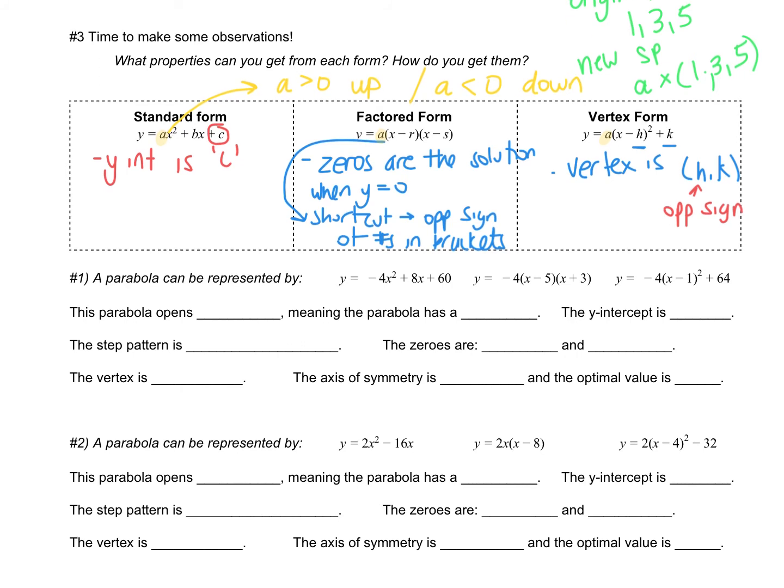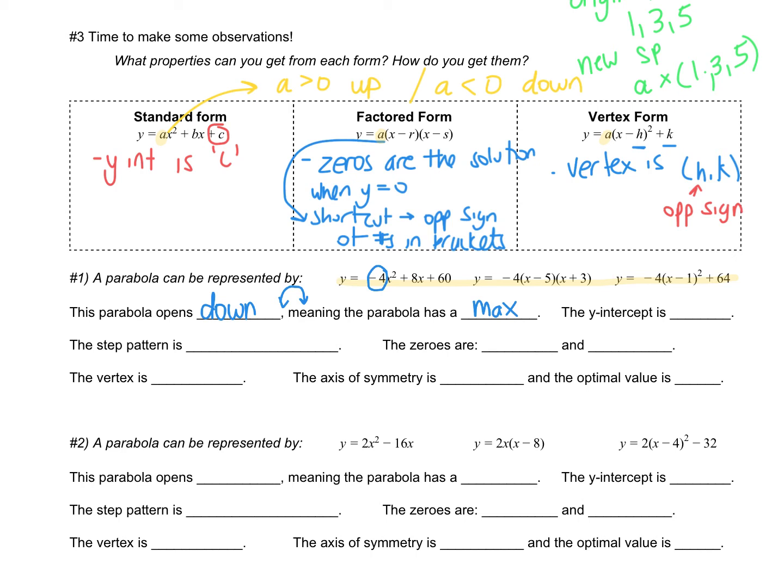So here is our first example. We have 3 equations for the exact same parabola. Does the parabola open up or down? I look at my a value, which is -4. That means my parabola opens down. And if my parabola opens down, so it looks something like this, then my parabola is going to have a maximum value.